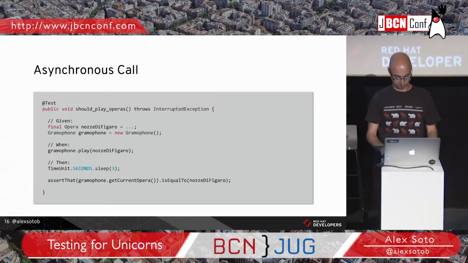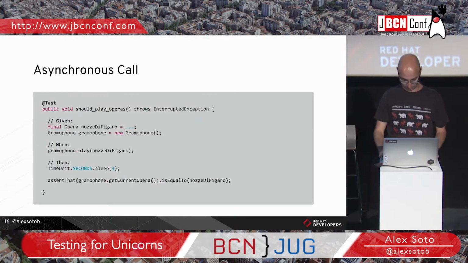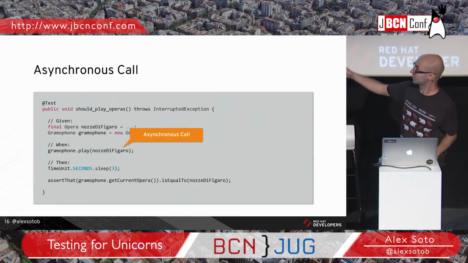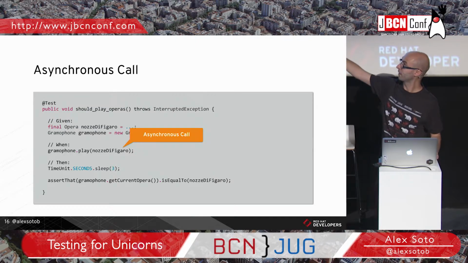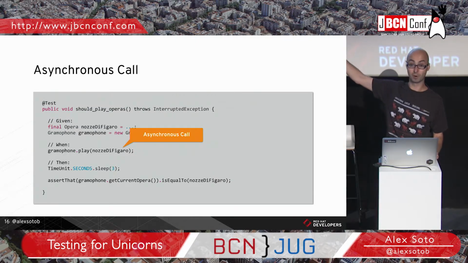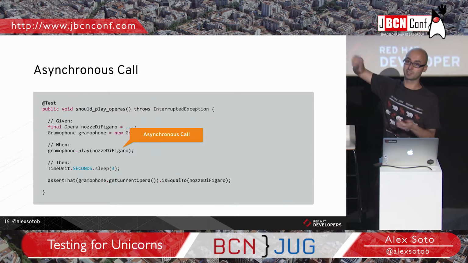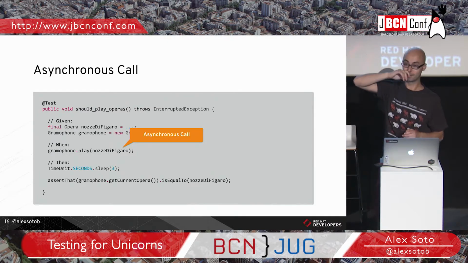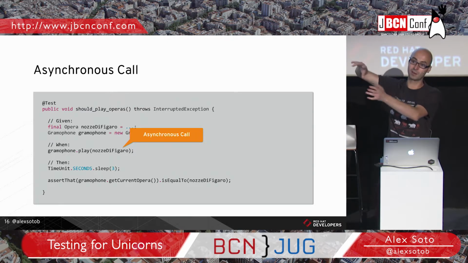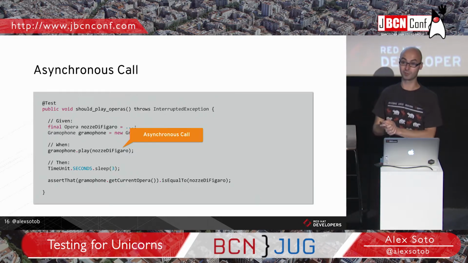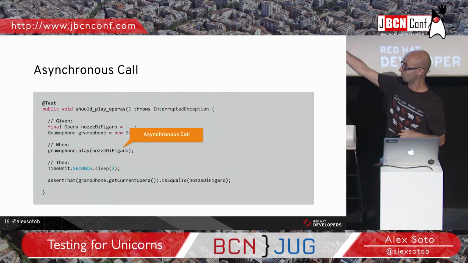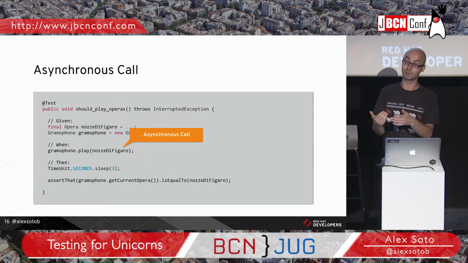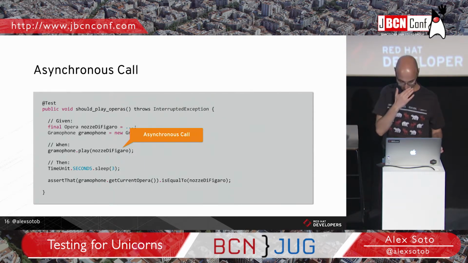And usually what people do is just use the sleep. In this case, this graph_on_play is just a method that returns void. But internally, what's happening is that it creates a new thread, and then maybe they find a song, check the hardware device, and then start playing the music. And then you want to do some kind of assertion that opera is playing.